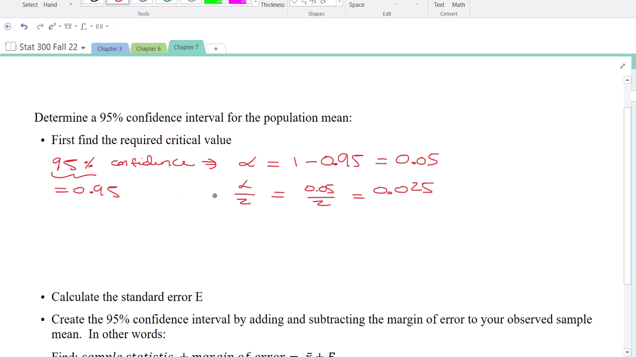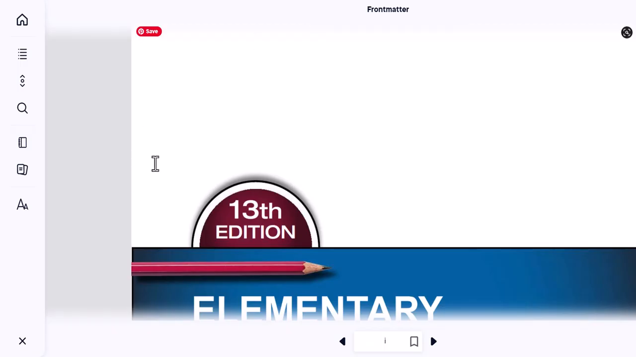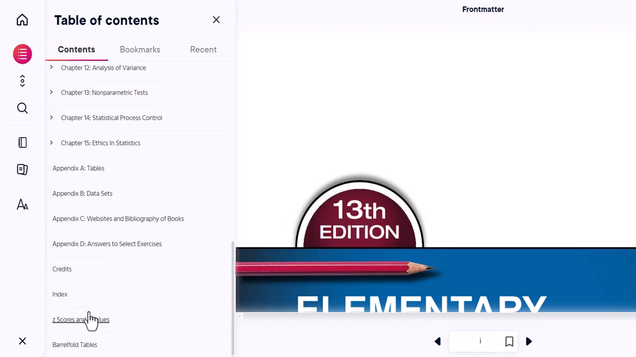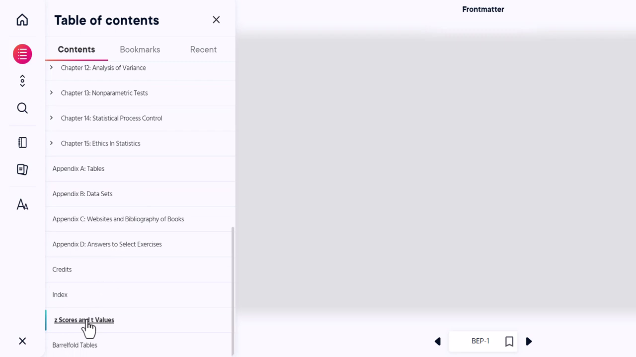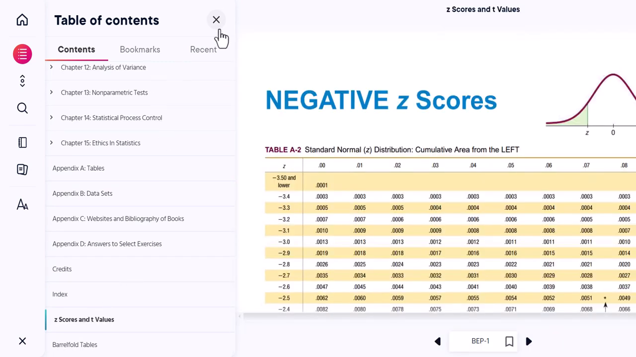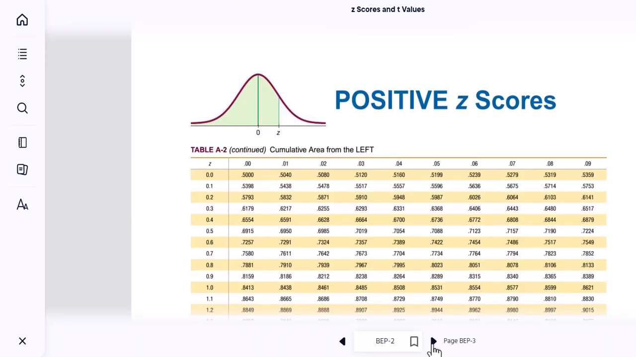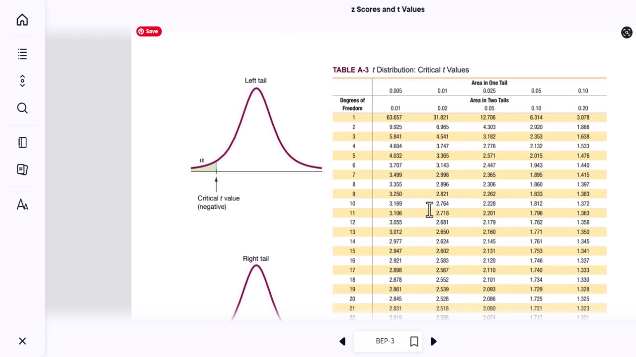So now we go into our textbook to find the t-table. When you're in your textbook, let's go to the table of contents. And then we're going to go all the way to the bottom to z-scores and t-values. There's our z-scores, the negative z-scores, positive z-scores. And if you keep going, there's your t-distribution for critical t-values. So this is what we want.